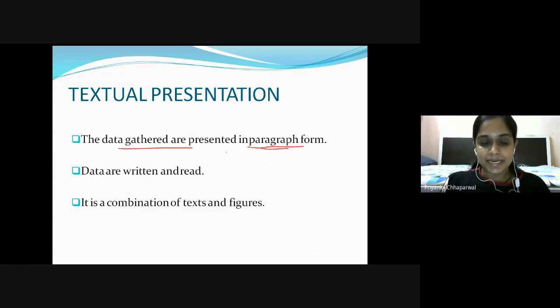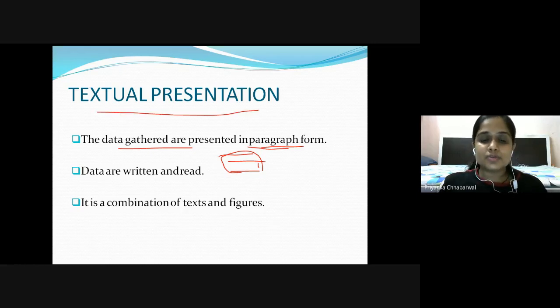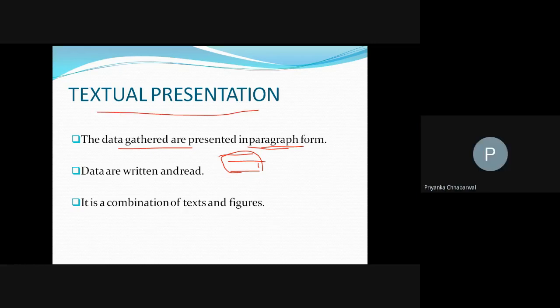Whatever data we have, we write it, so the data can be written and read. It is the combination of text and figures. Whatever paragraph I am writing, it can involve text and figures also. So textual presentation means whatever data you have.